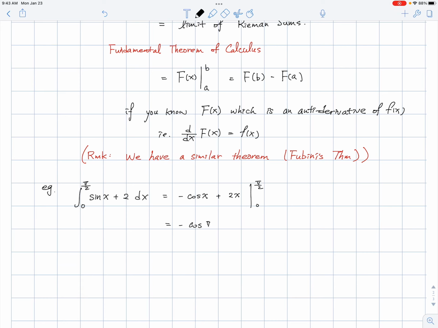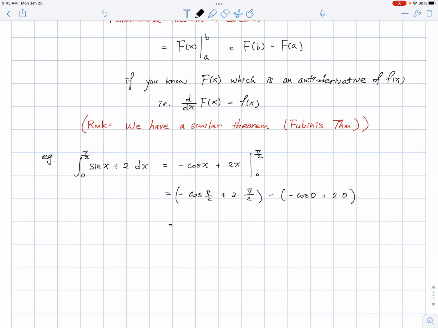minus cosine of a half pi plus 2 times a half pi, minus negative cosine 0 plus 2 times 0, just like that. Okay, cosine of a half pi is equal to 0, so 0 plus pi, minus cosine 0 is equal to 1, so negative 1 plus 2. So overall what I get is pi minus 1, like that.